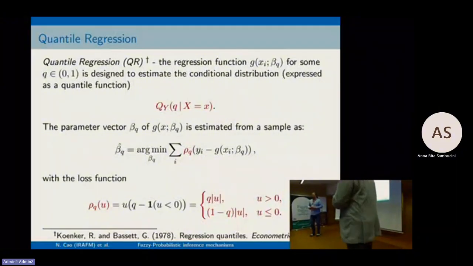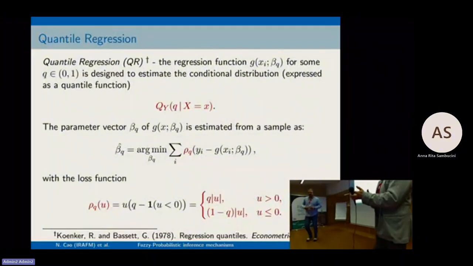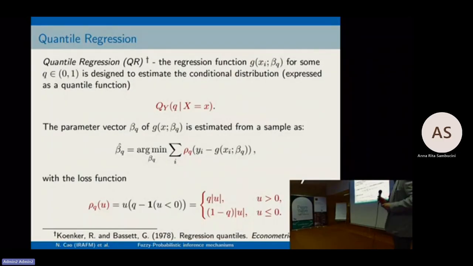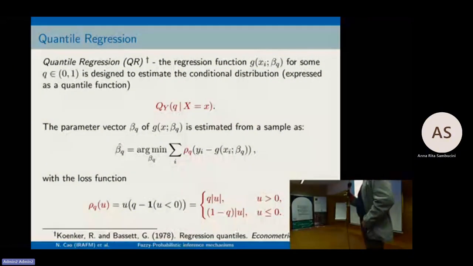Any other questions? Okay, so thank you once more. Thank you very much. We stay in the same area in some sense. The second speaker is Myung Kao.